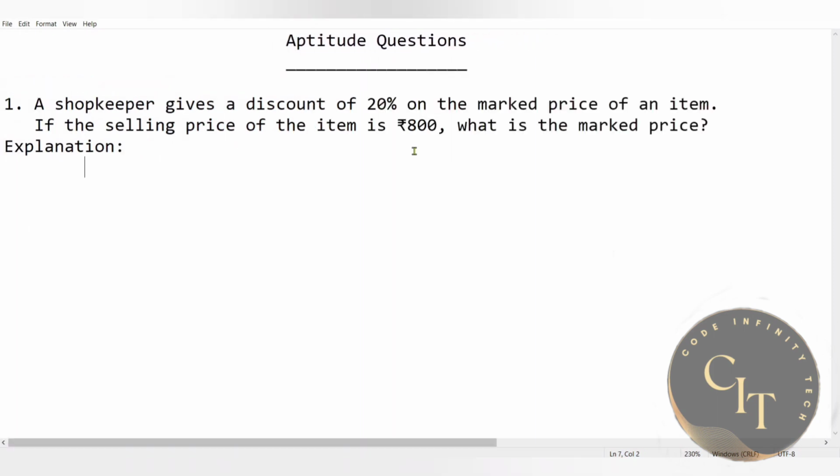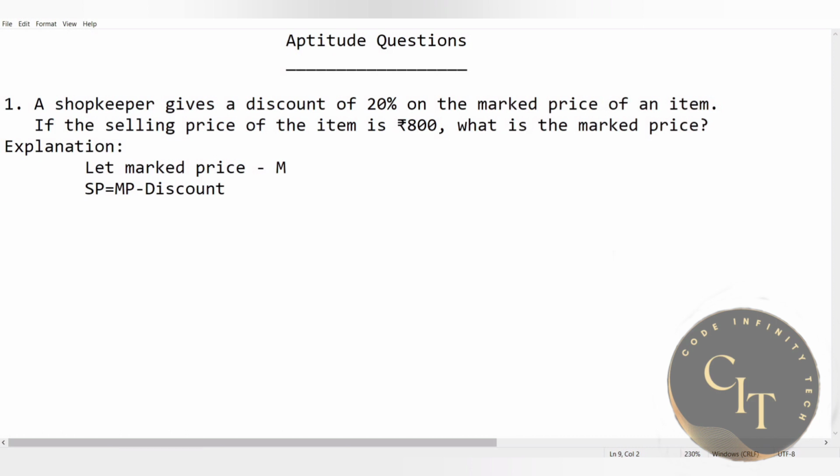So coming to the first question, a shopkeeper gives a discount of 20% on the market price of an item. If selling price of item is 800, what is the market price? So let the market price be M. Then your selling price will be market price minus what was the discount given. So selling price equals market price minus discount.